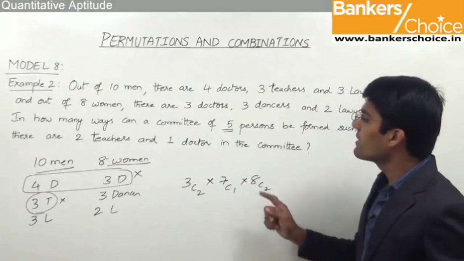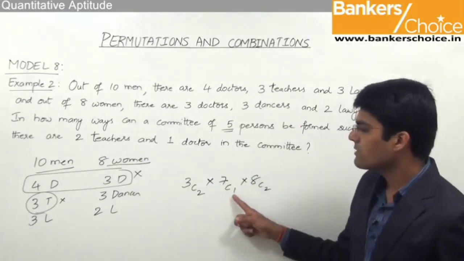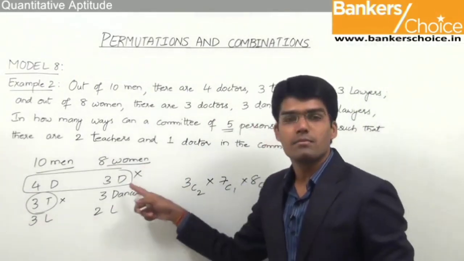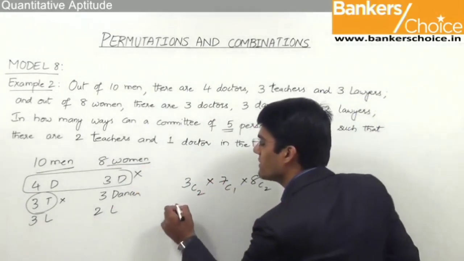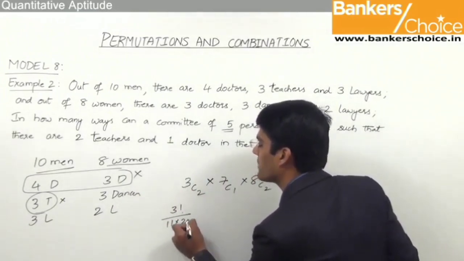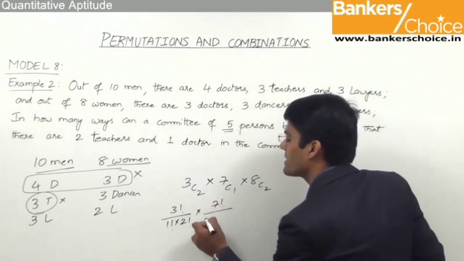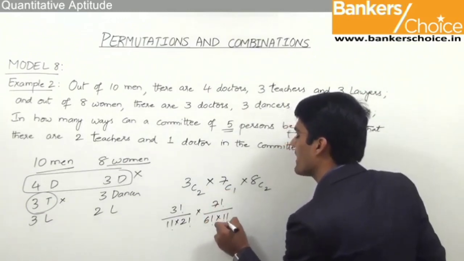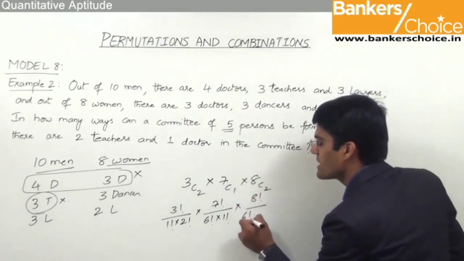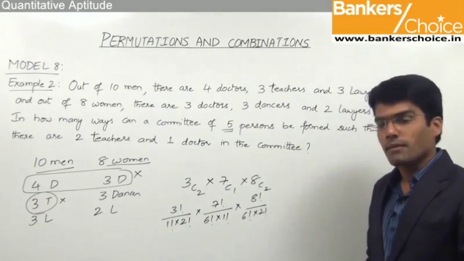So we find that total we have got 5 persons now. 2 teachers out of total 3 teachers, 1 doctor out of total 7 doctors, and remaining 2 persons out of remaining 8 persons there. Now we know that 3C2 is nothing but 3 factorial divided by (3 minus 2) 1 factorial into 2 factorial, into 7C1 is equivalent to 7 factorial by (7 minus 1) 6 factorial into 1 factorial, into 8C2 is 8 factorial divided by (8 minus 2) 6 factorial into 2 factorial. Now this can be simplified to get the required answer.